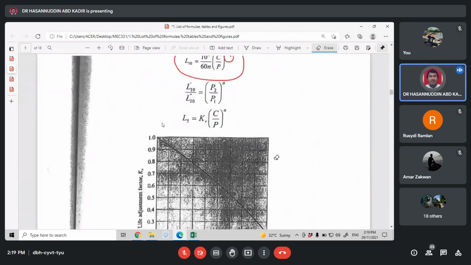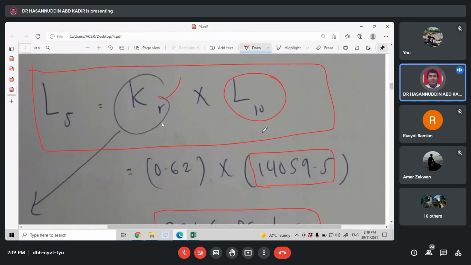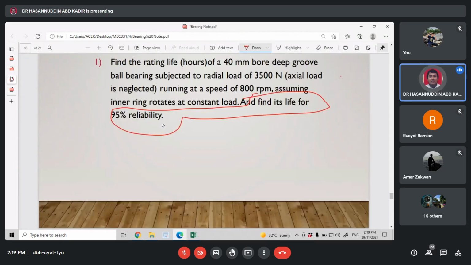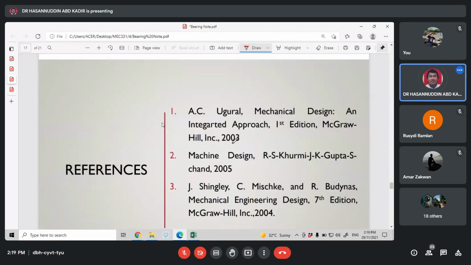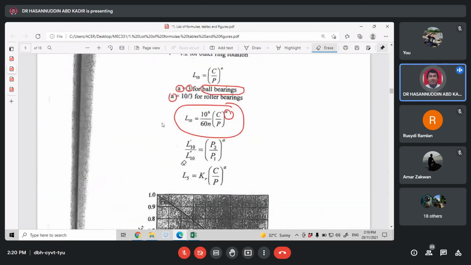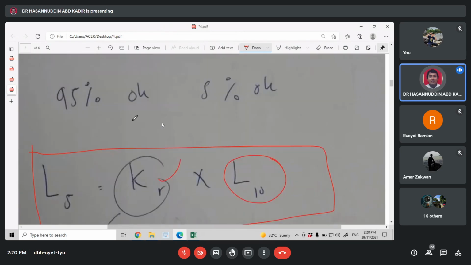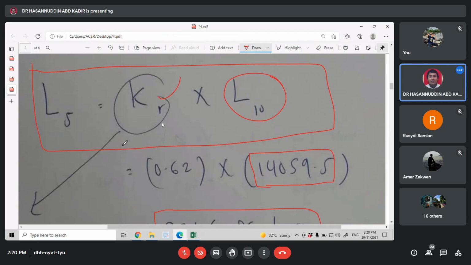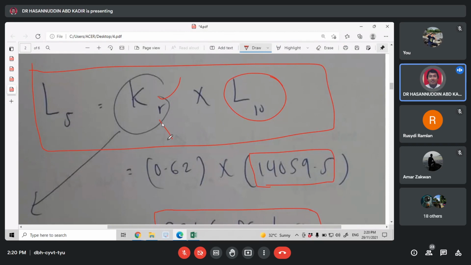Tak apalah, yang tu sekejap, mungkin ada sikit. Nanti saya semak balik bahagian sini. So because this one is L10, okay, it's not this formula, sorry. Bukan formula yang ini, kalau untuk yang tadi tu bukan. So kita ada formula yang ini. For 95% reliability, you go to the table for the KR figure, find the value for 95%, 0.62, and then you multiply with the L10.